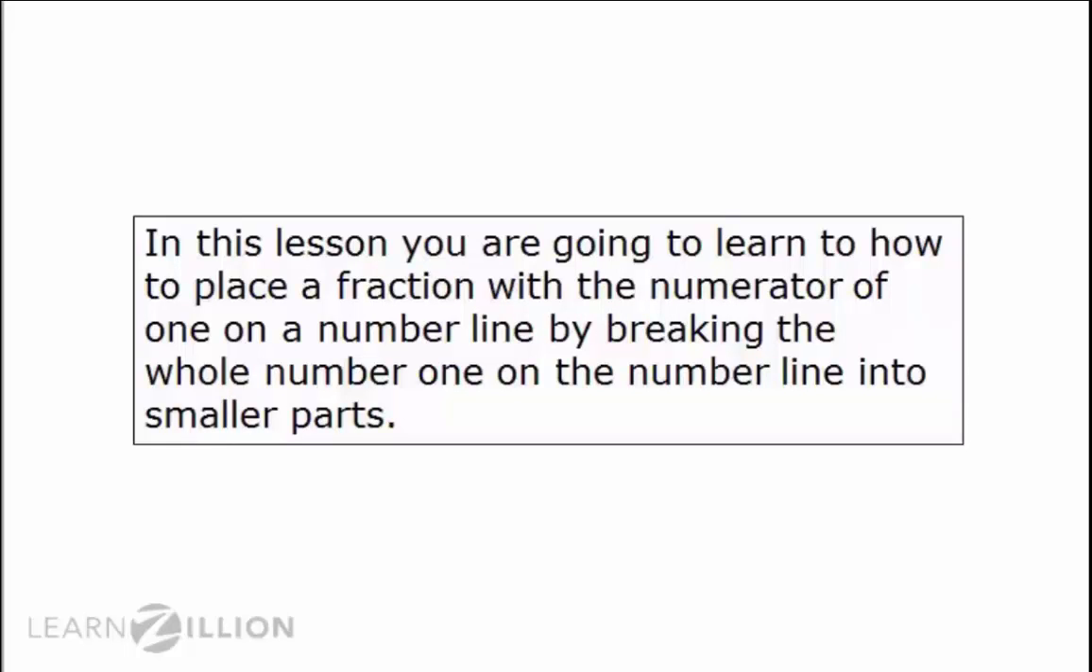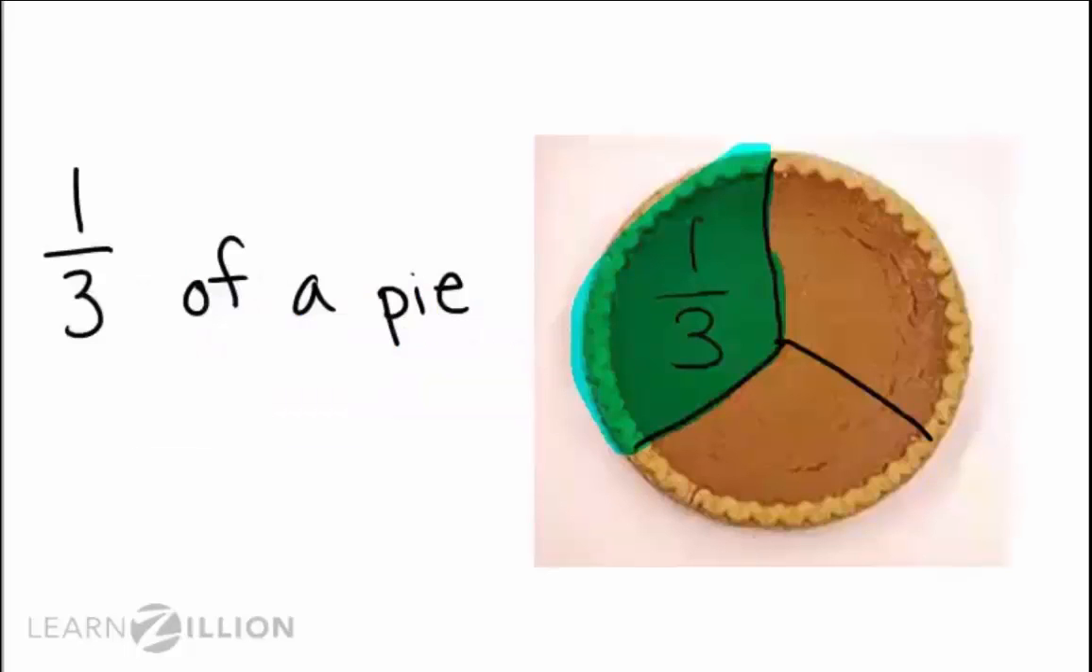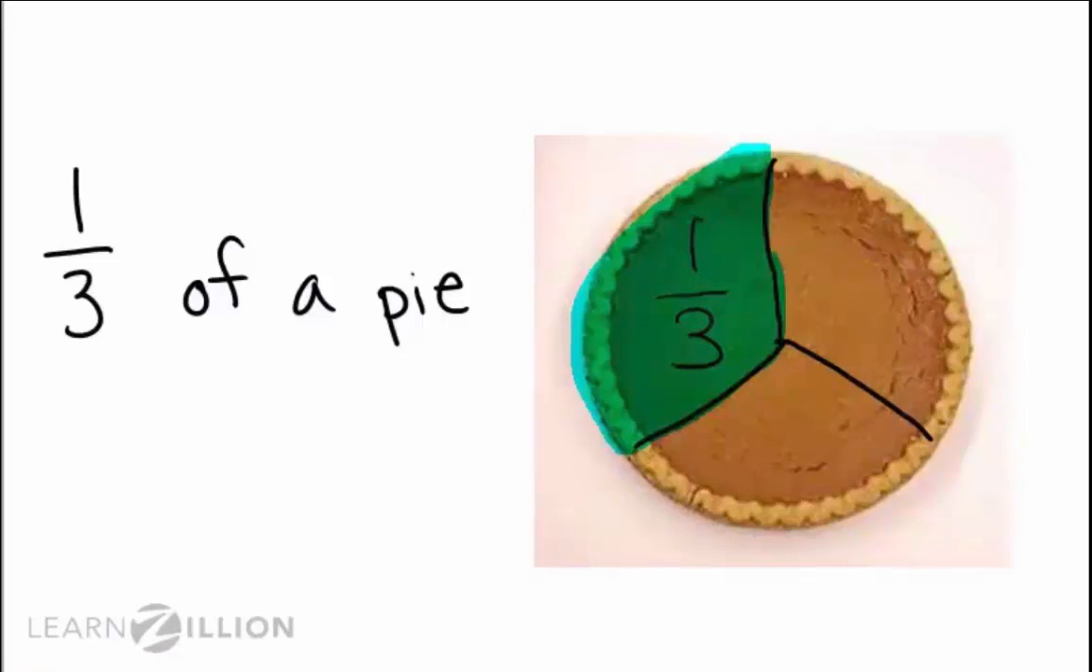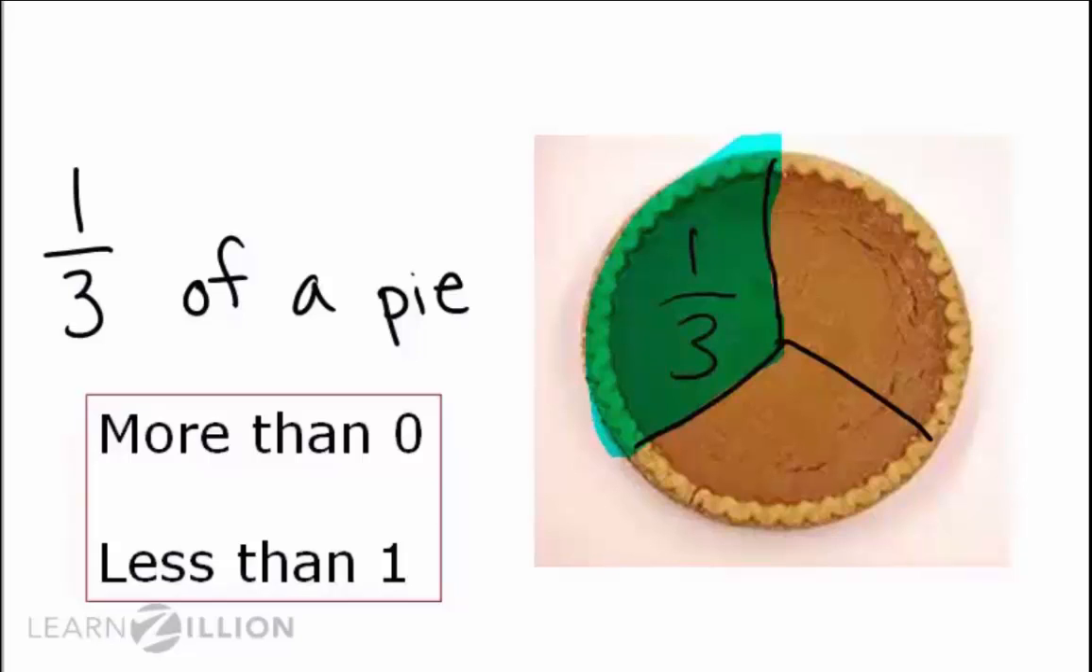For example, if I get 1/3 of a pie, I am getting one piece out of a total of 3 equal pieces. That means that I am getting a piece that is bigger than 0, or bigger than none of the pie, but my piece is less than 1, or less than the whole pie. Fractions are parts of a number that are greater than 0 but less than 1.